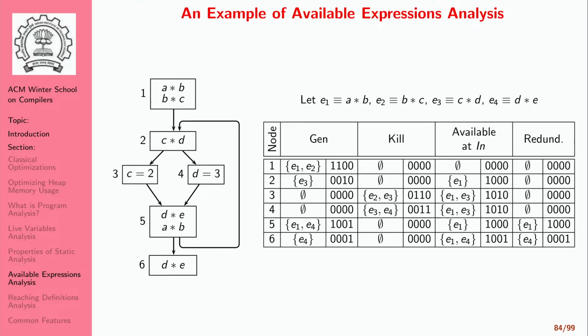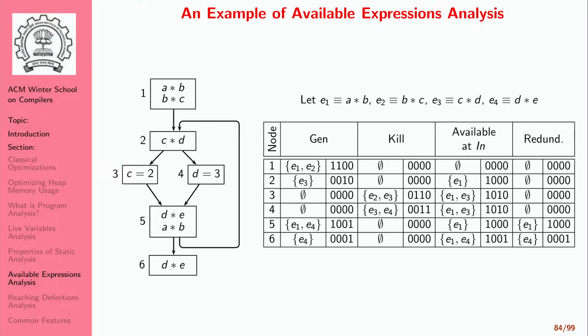So someone tell me, why is the gen for node 1 E1 and E2, or 1 1 0 0, and why is the kill empty set? For node 1? Yes, E1 and E2 are evaluated in node 1 and they are not followed by a definition of any of their operands. So therefore they are in the set gen. And why is the kill set empty? No, there is no assignment, no variable is modified. Wonderful.